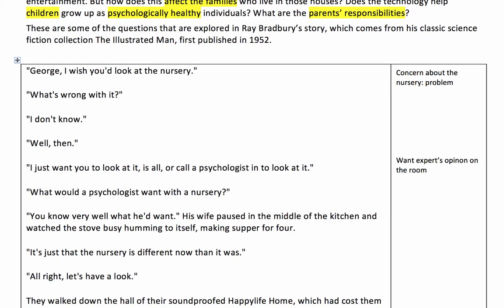Then the next thing to note would be, what would a psychologist want with the nursery? "You know very well what he would want." So there's something going on here that the characters are not telling us. So we don't know. All we know is that this is some kind of special room that requires an expert's attention.